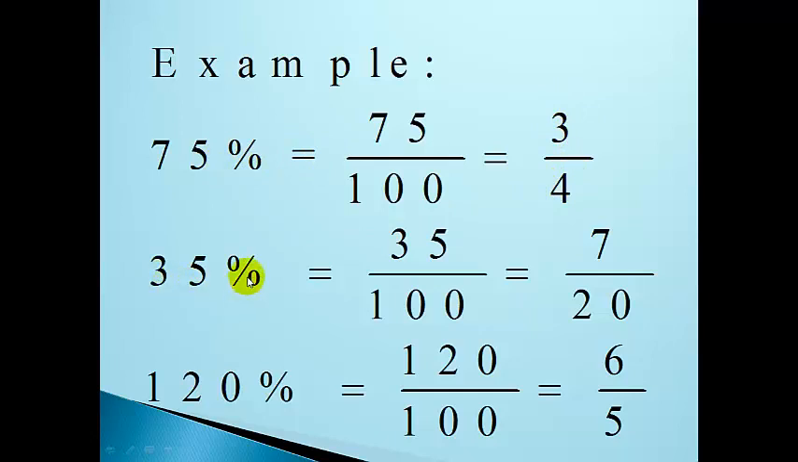Now 35% is equal to 35 divided by 100. Now 5 goes into 35 7 times, and 5 goes into 100 20 times. This means that 35% is equal to 7 over 20. Now 120%. 120% is equal to 120 divided by 100. Now 20 goes into 120 6 times, and 20 goes into 100 5 times. This means that 120% is equal to 6 over 5.